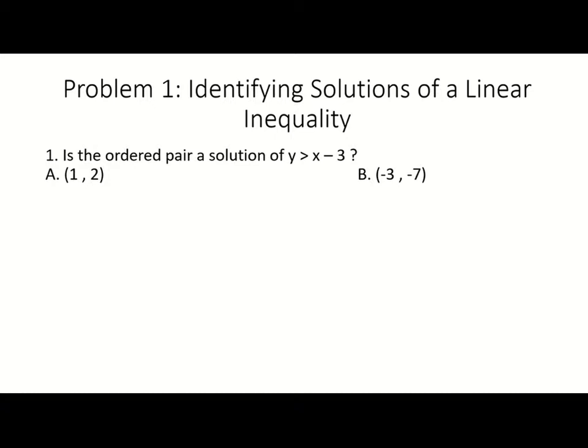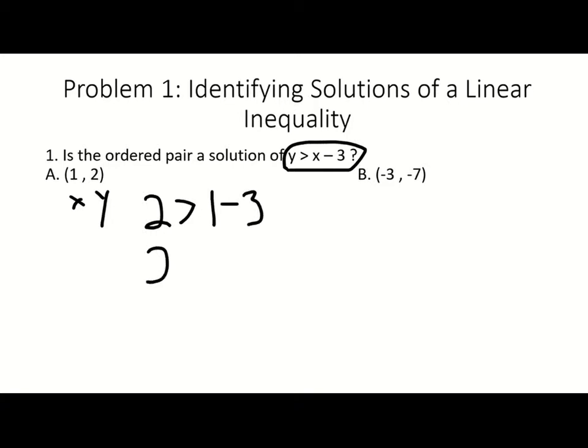So if we look at number 1 from problem 1, it says, is the ordered pair a solution of y is greater than x minus 3? So part A gives us the ordered pair 1, 2. An ordered pair is the same thing as x and y. I'm going to replace x with 1 and y with 2 in the inequality given and see if it works. So y is 2, and I want to know if that's greater than x is 1 minus 3. Simplify. Is 2 greater than negative 2? 2 is greater than negative 2, so yes, this is a solution.